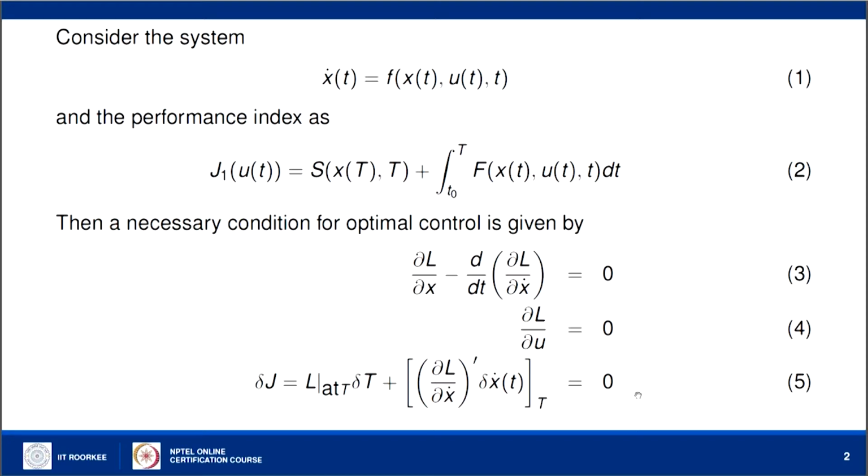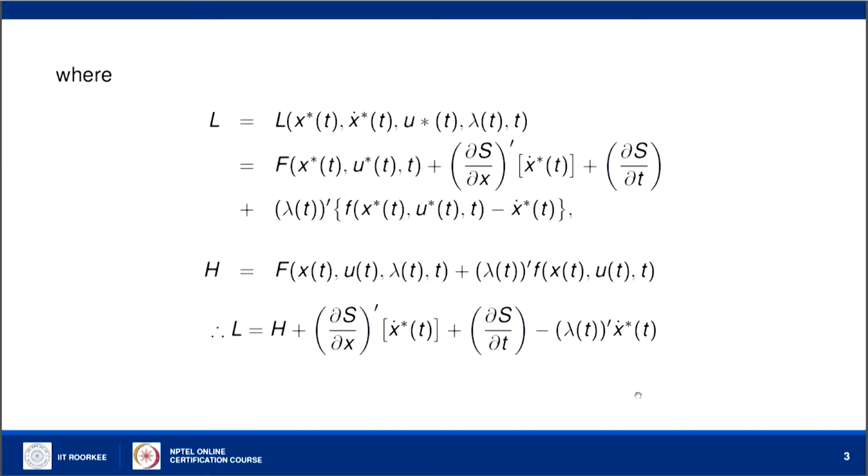Here L denotes the Lagrangian function given by this expression. L is a function of x, x dot, u, the Lagrange multiplier lambda, and t, and which is given by this expression: capital F function plus del S by del x transpose into x dot plus del S by del t plus lambda transpose.